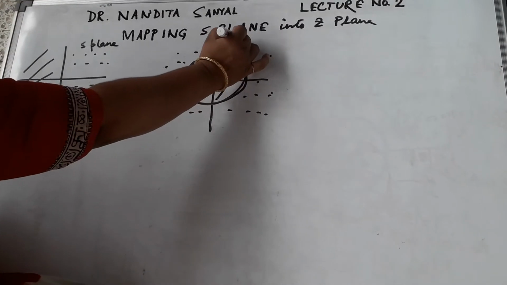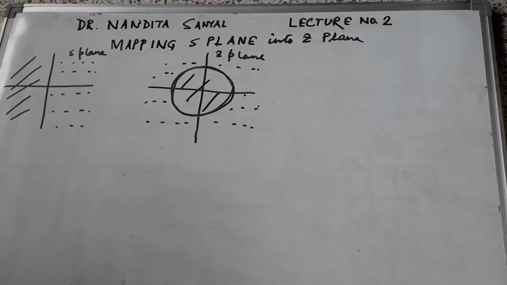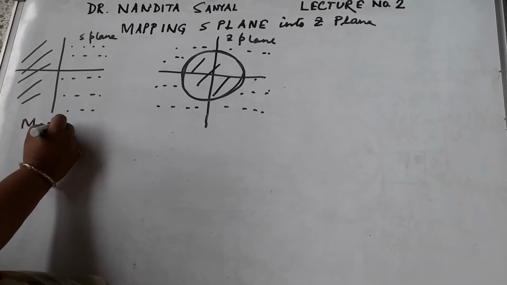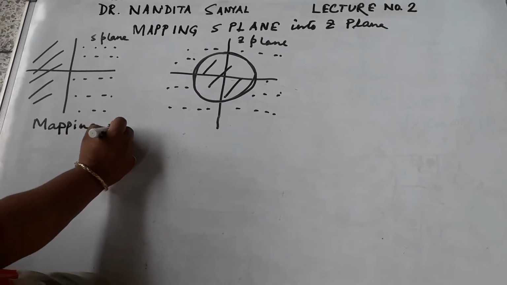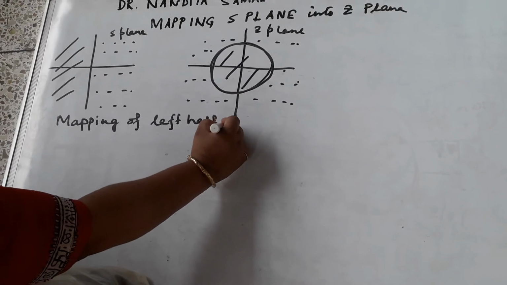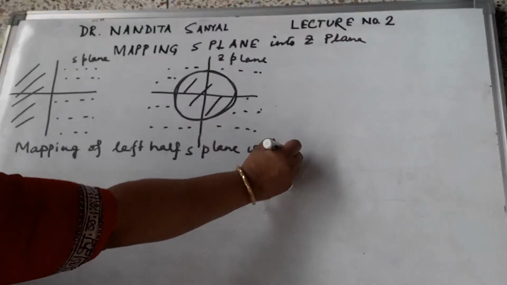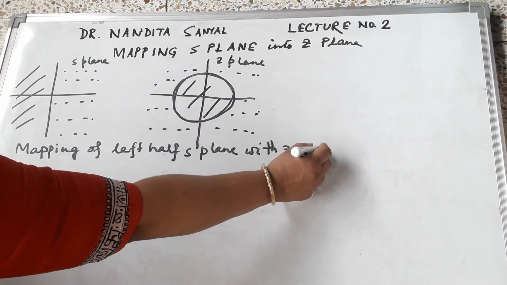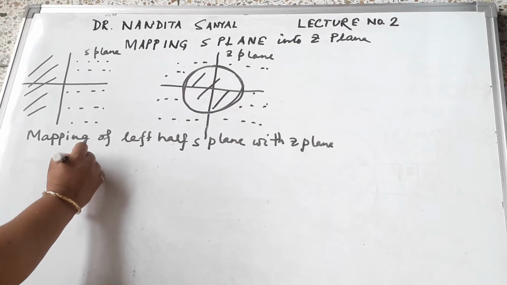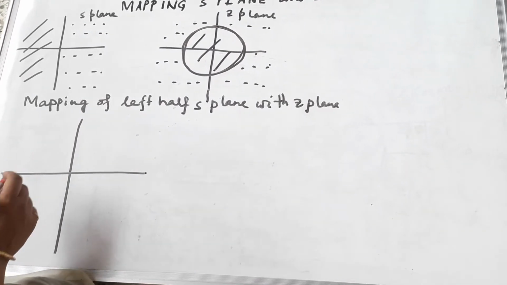With this small recapitulation, we will go to the topic, that is mapping of left half of S-plane with Z-plane. For this, we will divide S-plane into some strips.